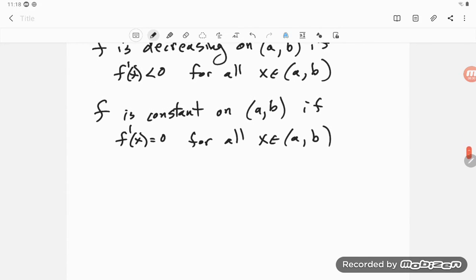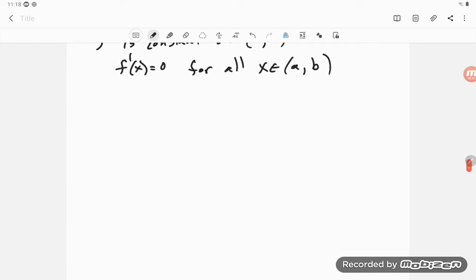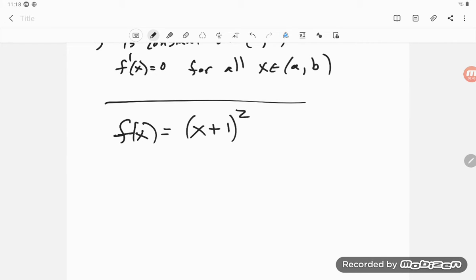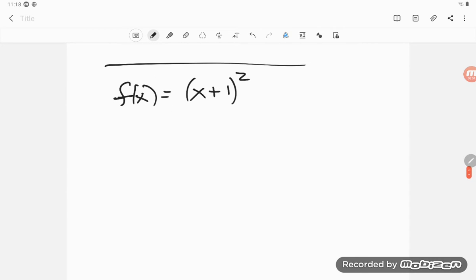Okay, so now, I could take some function, let's take something simple, say f of x equals (x plus 1) squared. So there's a pretty simple function. Now I can tell you where f is increasing and decreasing and where it's got a slope of 0 simply by looking at the derivative. So I'll take the derivative.